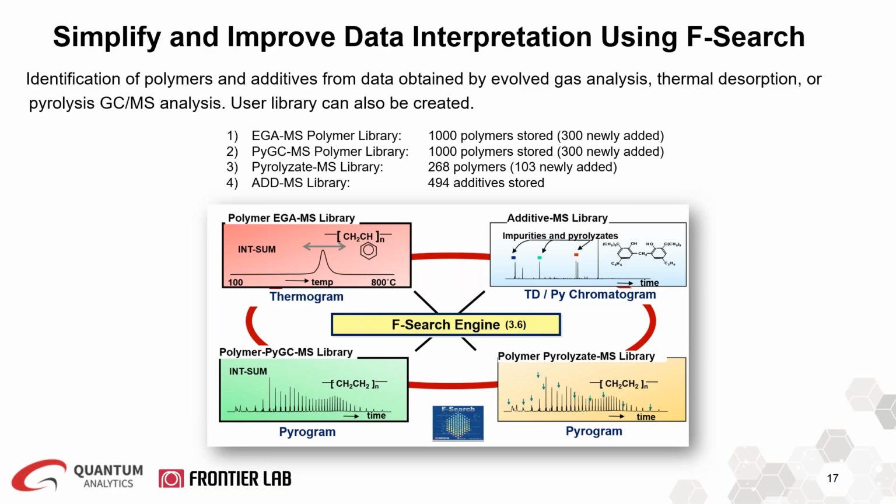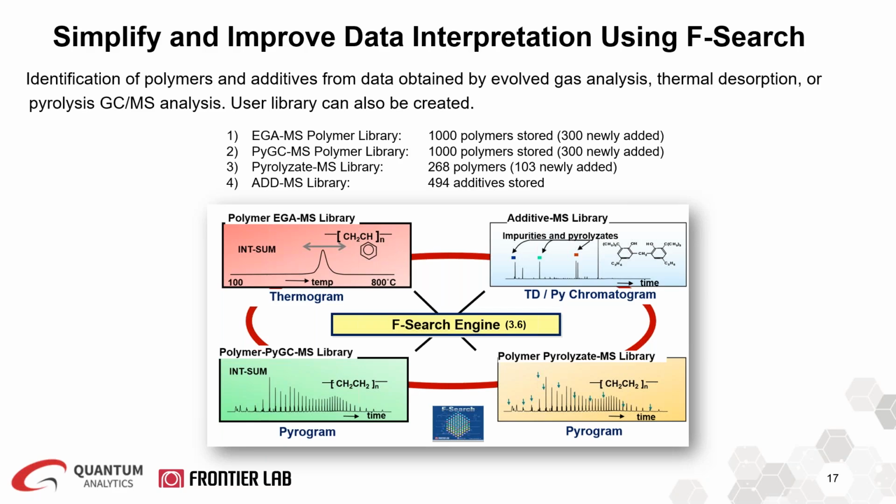I can also use the Additive MS library and the Polymer Pyrolysis MS library to integrate individual peak by peak and find out the compound names, their structures, and the corresponding polymer. I like how F-Search provides suggestions on the original polymer of the compounds, where they might come from, and by comparing data obtained from different methods, the reliability of the analysis results is therefore improved.